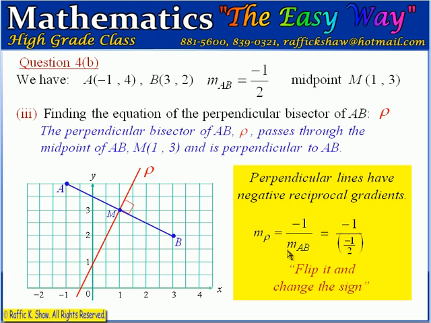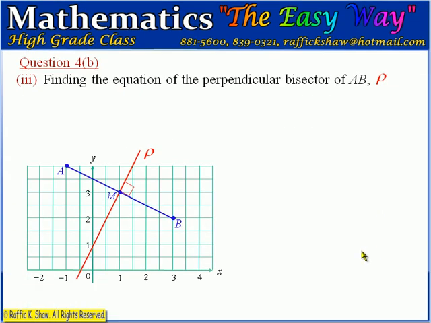Negative 1 divided by the gradient of AB, which is negative 1 over 2. And when we flip and change the sign of this gradient, if we carry out this calculation, we see that the result is 2. Flipping and changing the sign is a simple way of calculating negative reciprocal gradient. And so the gradient of the perpendicular line here, the perpendicular bisector that we are trying to find, is equal to 2. So let's move down and complete this calculation.